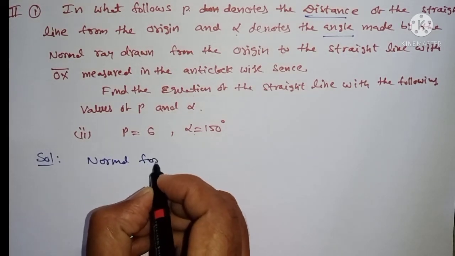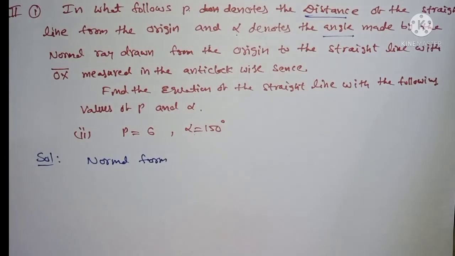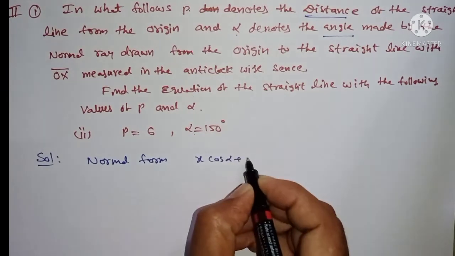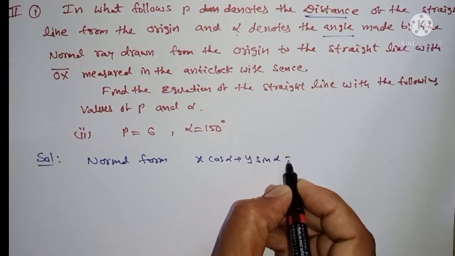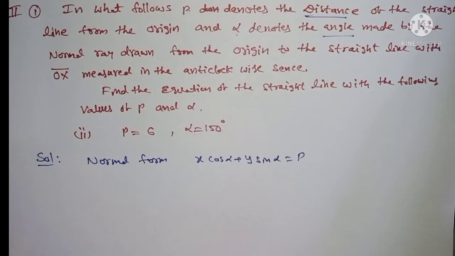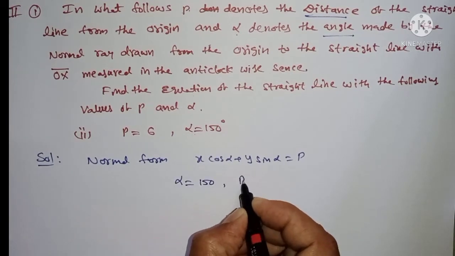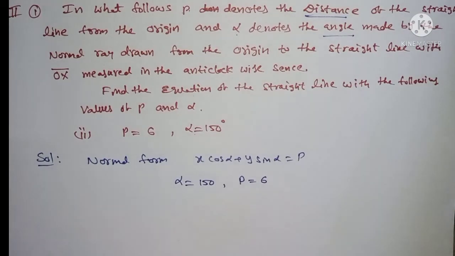Normal form. What is the normal form? x cos alpha + y sin alpha is equal to p. Therefore, alpha is what is given here? 150 degrees, and p is equal to 60.